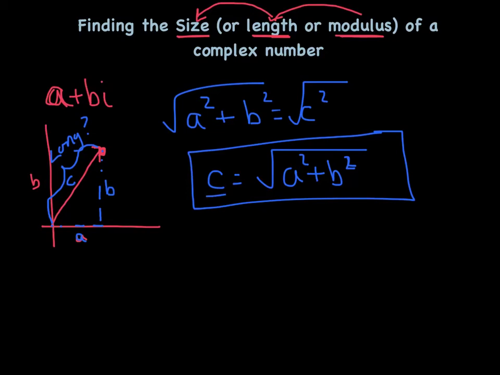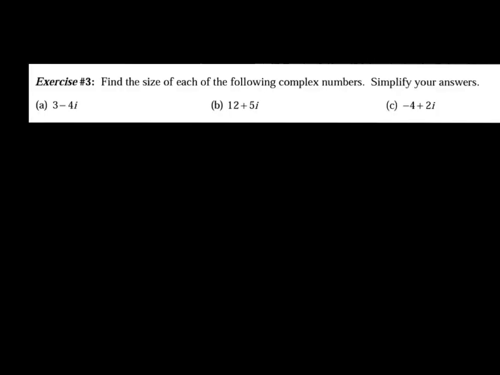We're going to say that c represents the length of my vector, and it's always going to be radical a squared plus b squared. Here are 3 examples, and I want you to say to yourself right away, as soon as they ask you what the size of a complex number is, or maybe the length or the modulus of a complex number, we're going to use the formula c equals radical a squared plus b squared, where a represents the real component and b represents the imaginary component.